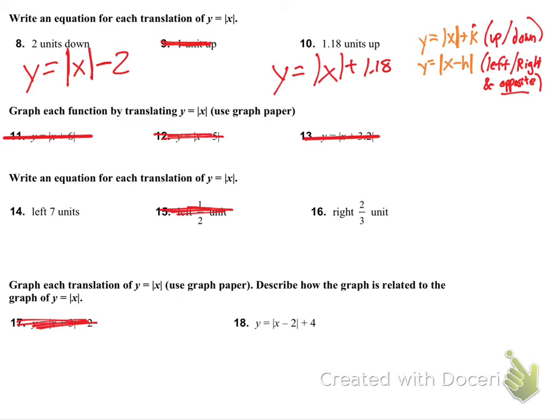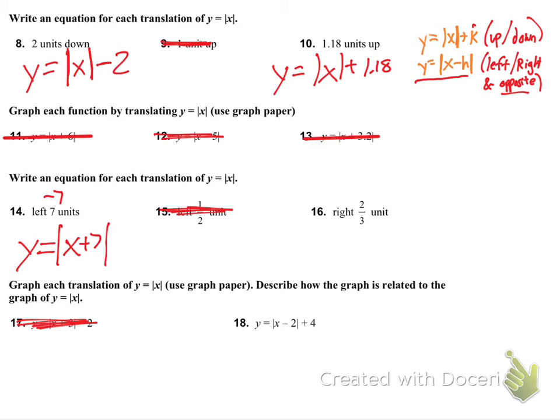So this one says we got to write some equations. So for 14, remember, I'm using this y equals x minus h. So we're going to have y equals, I'm going to have my bars, so it's going to be x. So left 7 units is -7, right? So I would have to do the opposite of -7, it would be x plus 7.